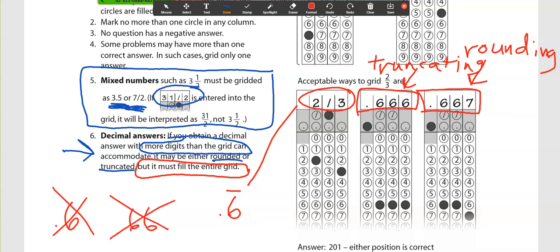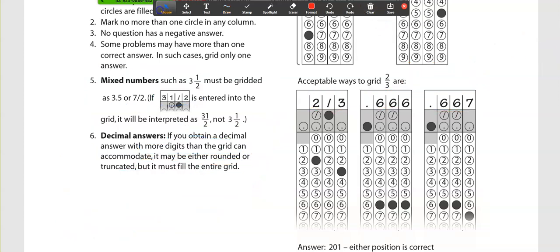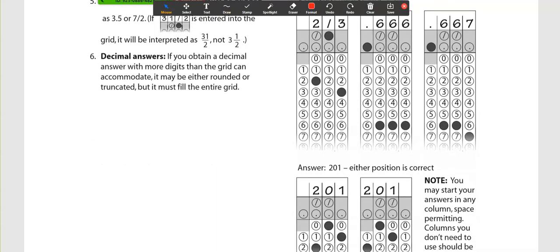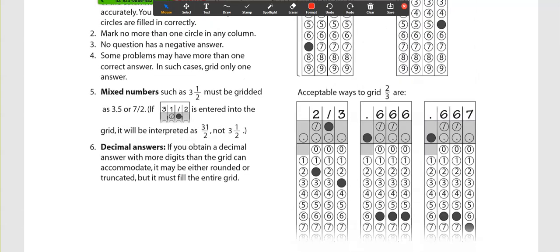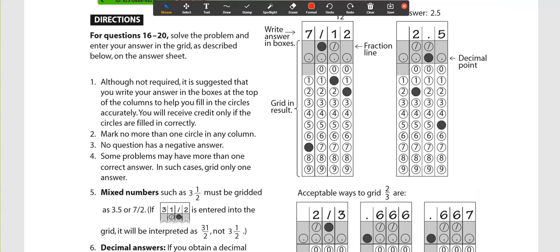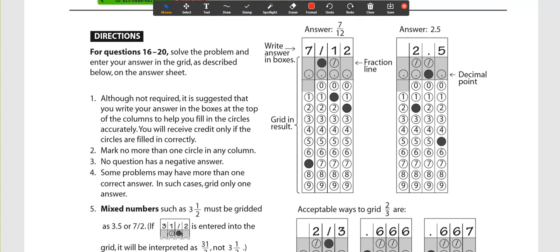So, those are some details I just thought I would point out to you. Last thing they want you to note, it doesn't matter whether you start on the left side or the right side when you're filling in your grid. They'll take the answer in either position. Any questions about the non-multiple choice? Now would be a good time to yell at me.